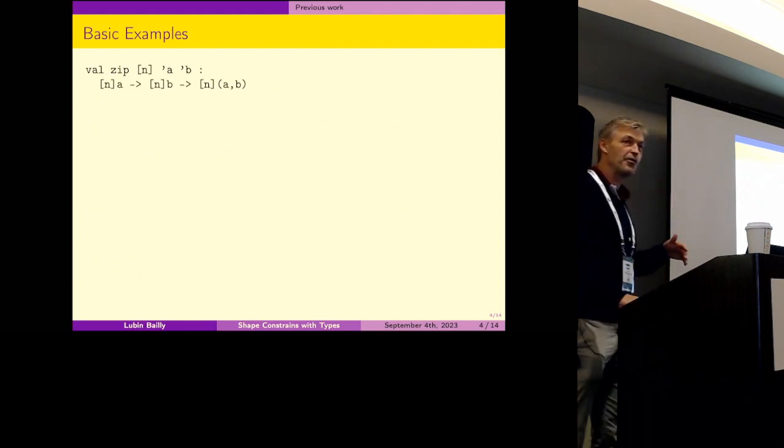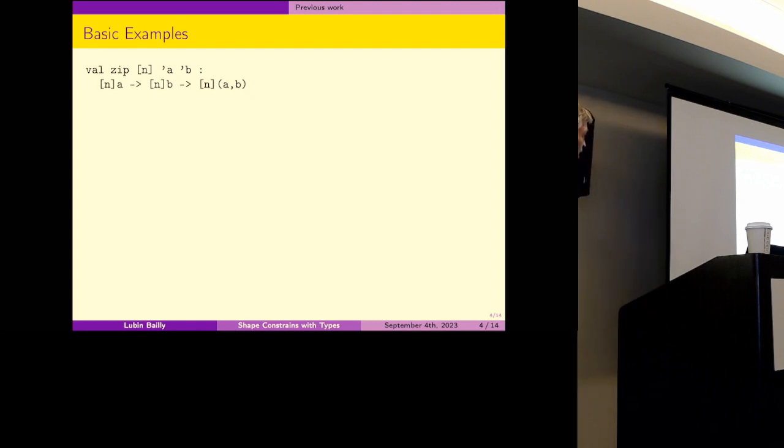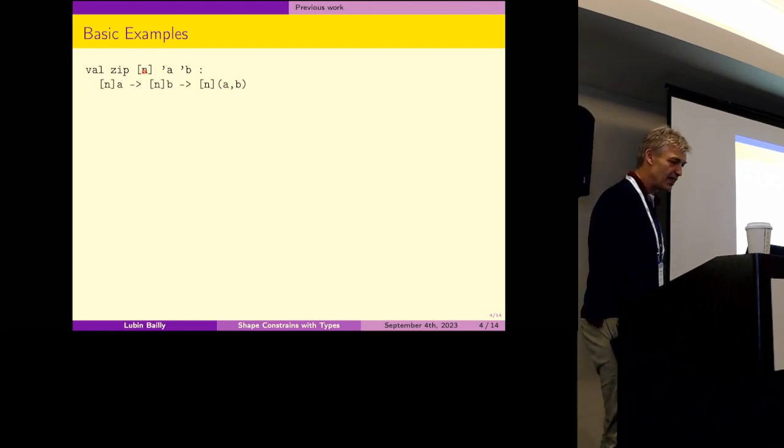So let's just go over some basic examples just to get the flavor here of what it looks like in Futhark. So here we can specify the type of zip. We can see here there's a little bit of odd notation about how we abstract over things. When we abstract over sizes, we really say this is for all n, with the braces and square brackets.